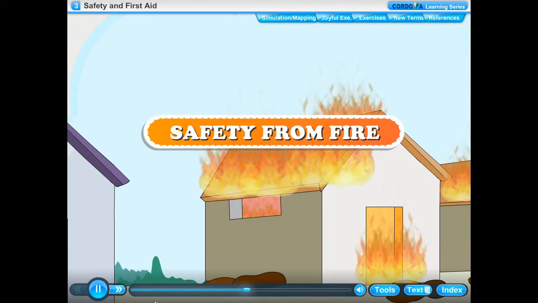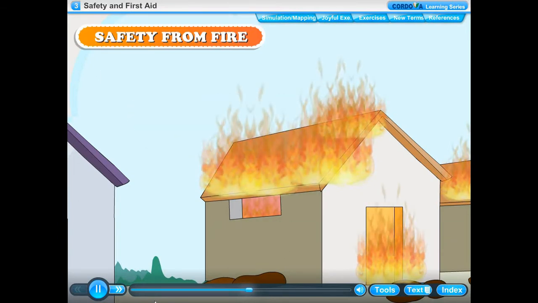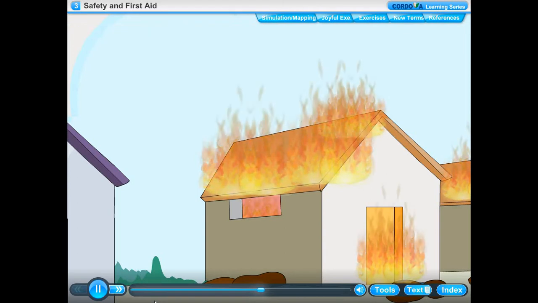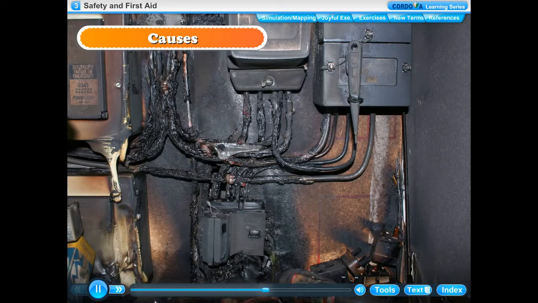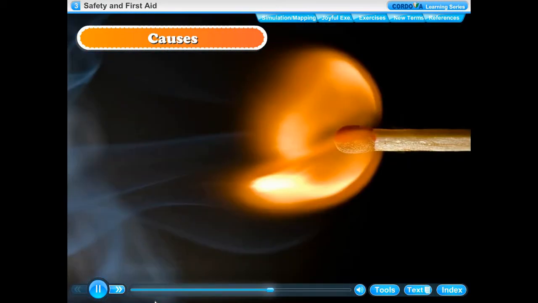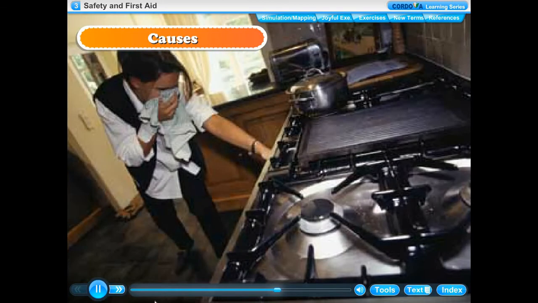Safety from fire. Fire spreads very fast and can cause loss of life and property. To keep ourselves safe, we should know about the causes and prevention of fire accidents. A kitchen on fire. Causes: electrical faults, unsafe use of some things like matchsticks, Petromax, candles, kerosene and firecrackers. Matchsticks. Gas leakage in kitchen while cooking.